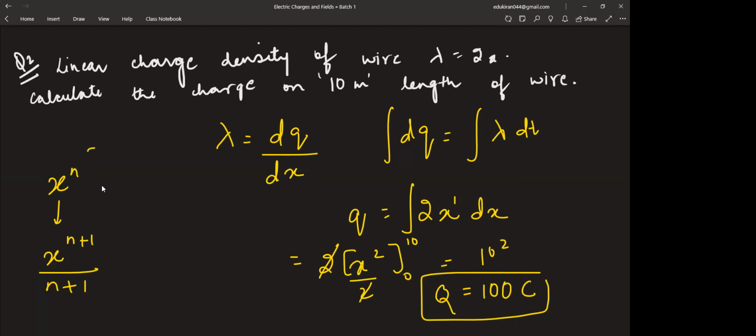Then what we do, suppose the powers we have to integrate from x1 to x2. Whatever is the power now obtained, we put the upper limit first, then subtract and put the lower limit with the same power. So that's why we have 10 square minus 0 square. This is 10 square because this is the upper limit in place of x, minus 0 square, which is the lower limit. That is equal to 100 in this case.